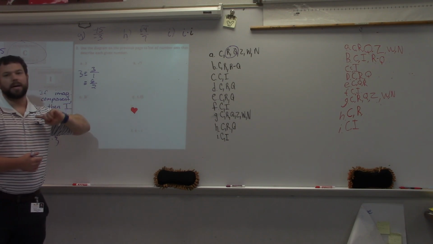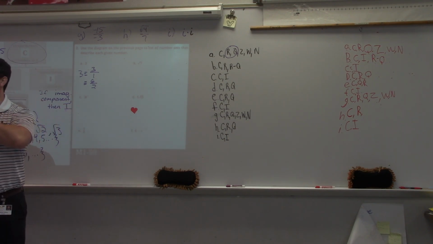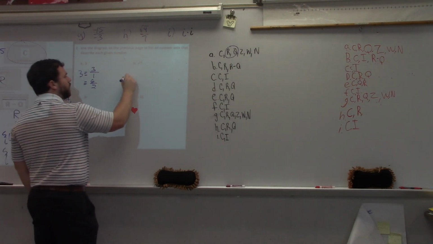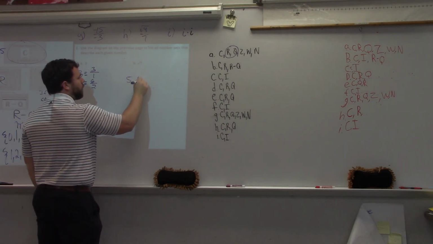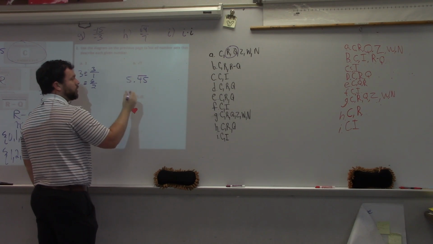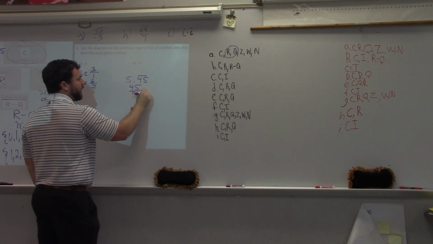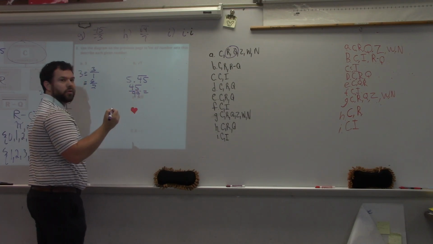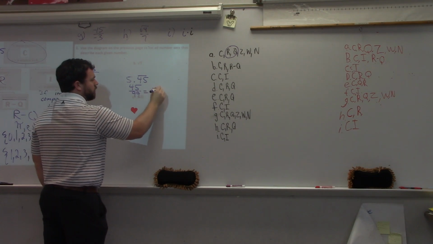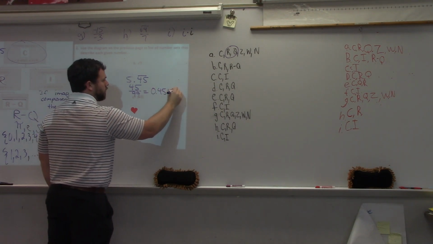D, I need to talk about this one, okay? Because this one threw a lot of us off. 5.45 repeating. I had a couple of groups do this. But if we take 45 divided by 99, what did we get for the groups that had to do this? 45, 45. And it keeps going.